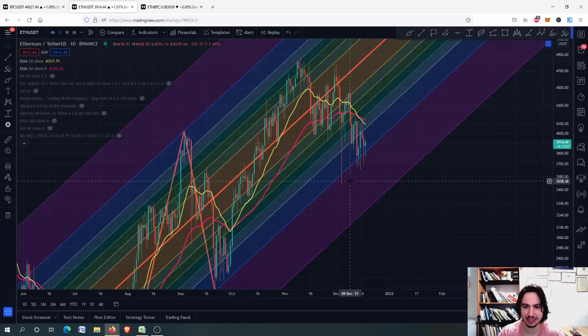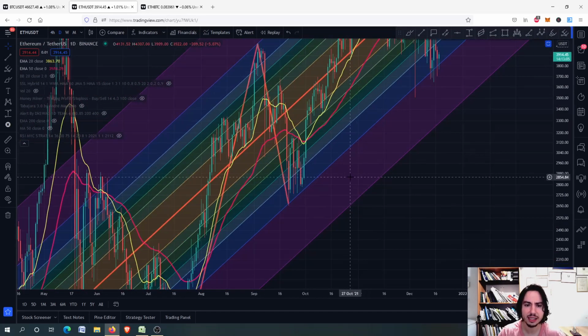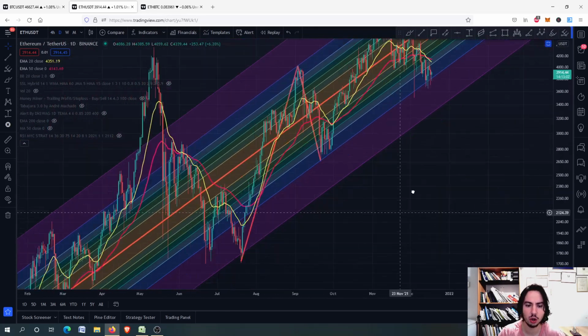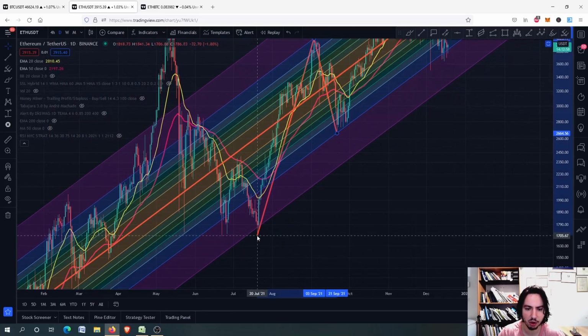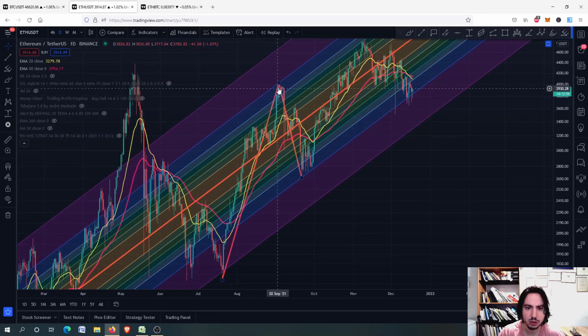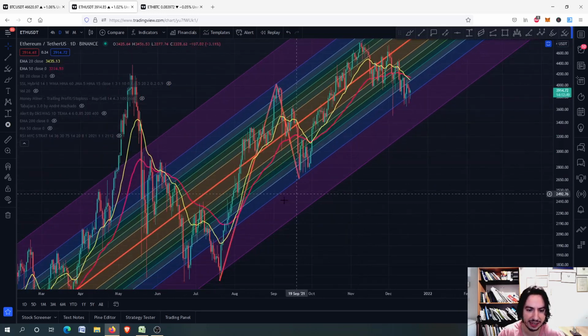Let's go to Ethereum against USDT. Here we have the same situation, although I draw a little bit of a different Schiff Pitchfork. This time I went from the bottom we had back on 20 July to the top on 3rd September, back to the bottom on 21st. You can see that we hold a very important line as well, and this is this blue line over there.